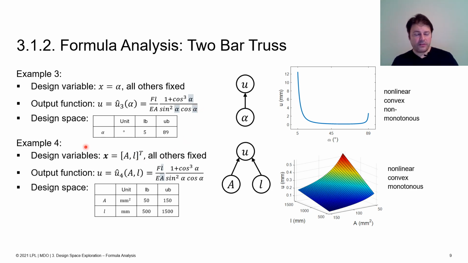Now let's increase complexity a little further, and let's look at an example with two design variables, the cross-sectional area A and the reference length L. We look at the plot and at the formula and find out that the function is nonlinear. It is convex, and it is monotonous.